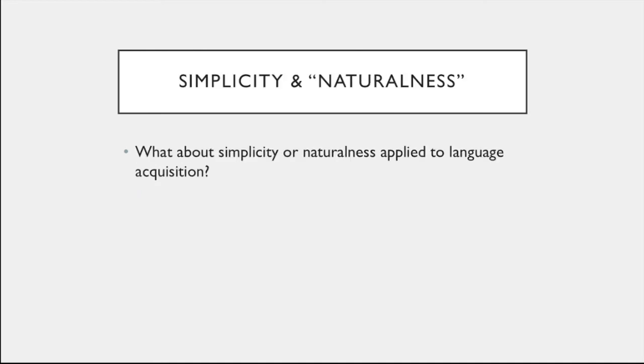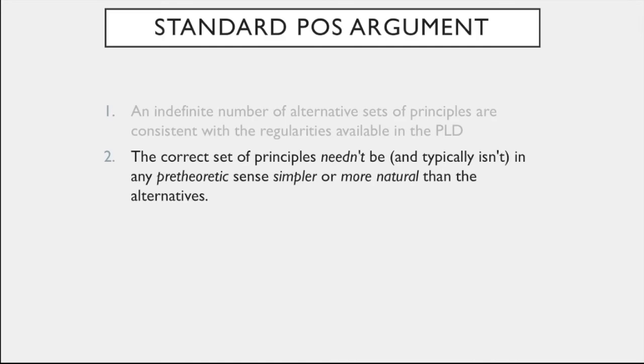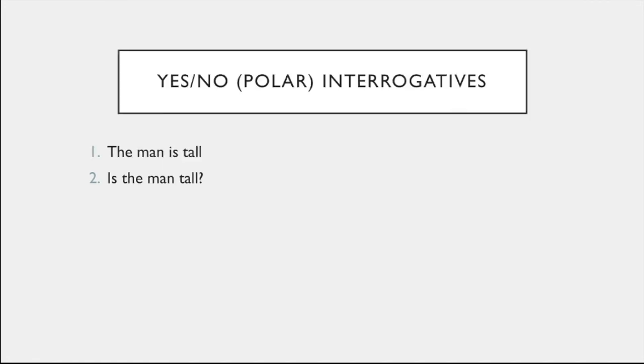So suppose our empiricist learner is acquiring English. Well, in this case, such a learner would be in trouble, according to Lawrence and Margolis, as their second premise states: the correct set of principles, that is, the correct grammar in quotation marks, needn't be, and typically isn't, in any pre-theoretical sense, simpler or more natural than the alternatives. This can also be exemplified with our previous example of the polar interrogatives.